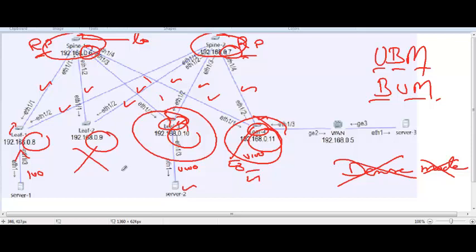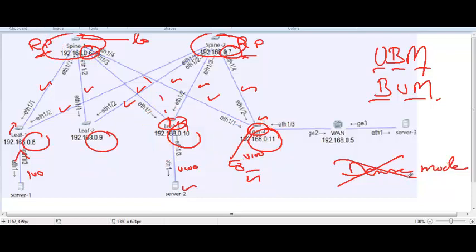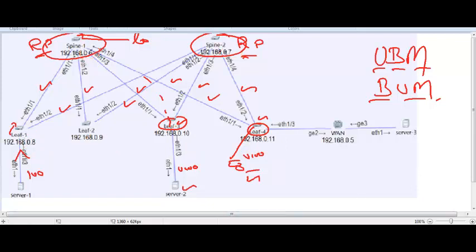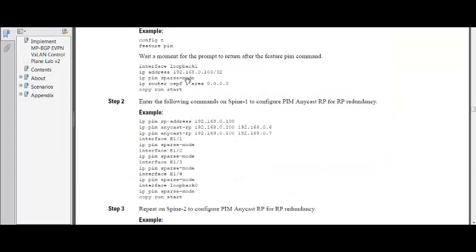So sparse mode is good because through the RP it knows where the receivers are. In dense mode there is no rendezvous point, there is no meeting point, so every packet will go to all. Dense mode is not a scalable multicast solution. Sparse mode is what we need, so that's why we enable sparse mode on all the ports. You see, ip pim sparse-mode, not only on the newly connected interface, even on these old interfaces which already exist now.